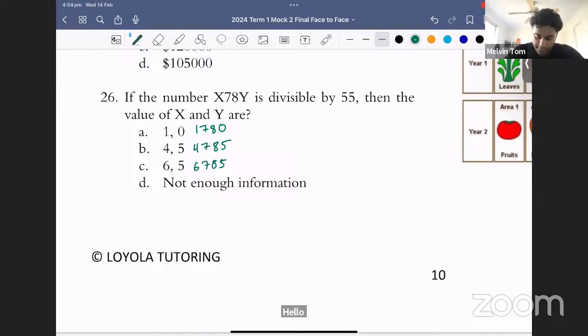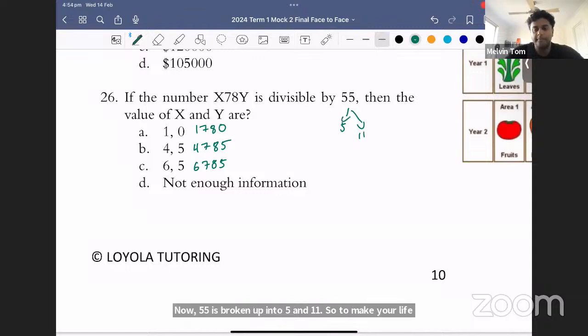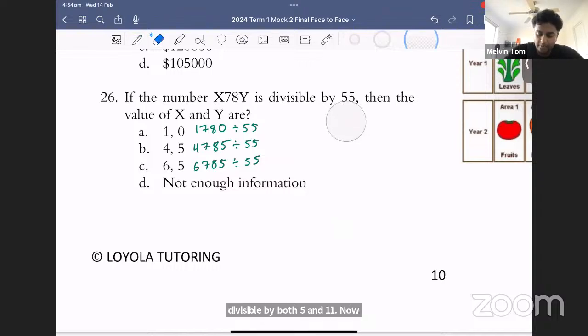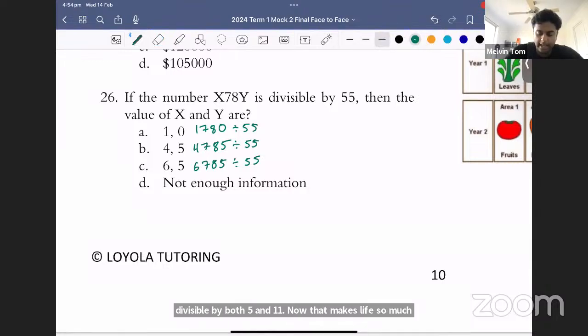All right. So the question is, out of these three, which one is divisible by 55? Now, 55 is broken up into 5 and 11. To make your life easier, you could either divide everything by 55 and see if they perfectly fit, or check whether they're divisible by both 5 and 11. Any number that's divisible by 5 must end in a 0 or a 5.